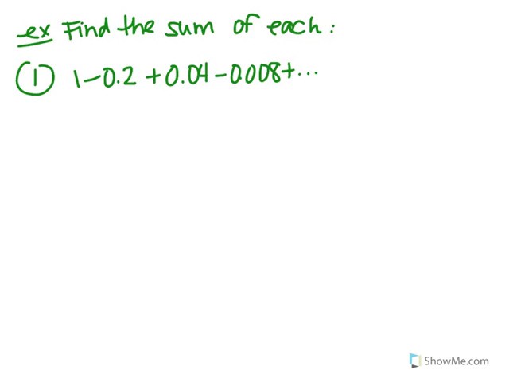So now here's a series, and you're asked to find the sum. And so what you're going to have to do is find the common ratio. So what are you doing to get from one term to the next? And it looks like we're multiplying by a negative 0.2. So if I multiply this by a negative 0.2, I end up getting positive 0.04, and so on. So r is equal to negative 0.2.